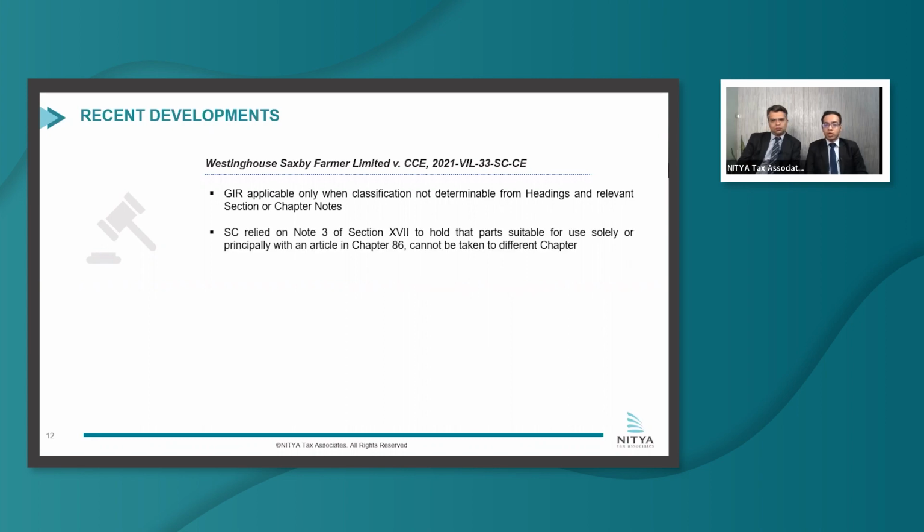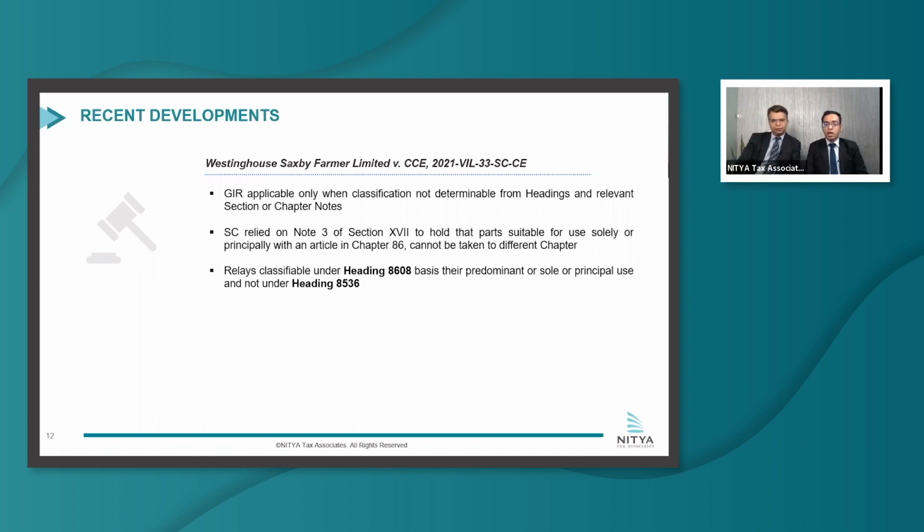The Supreme Court in the case of Westinghouse discussed Note 3, which provides the test of solely and principally to be used in a vehicle. They discussed that if any product or part is solely and principally used for a particular vehicle, it remains classified as a part of such vehicle only rather than under a different heading. Basis that test, the Supreme Court held that relays, which are by specific name and by classification determinable under 8536, will be classified as a part of railway products under heading 8608.